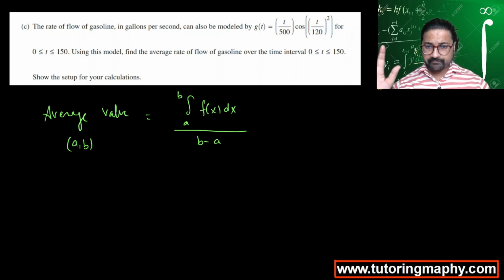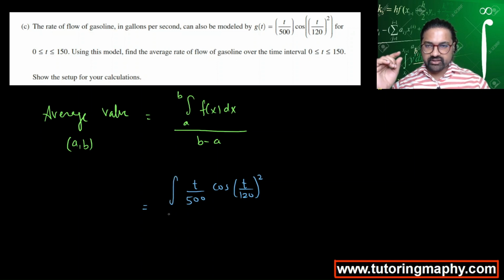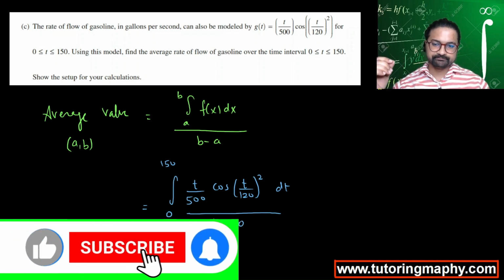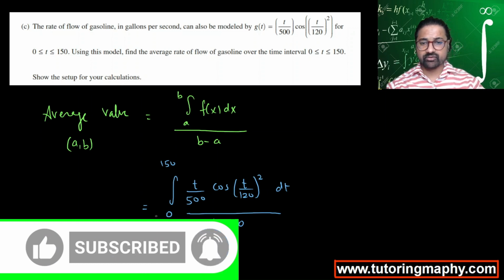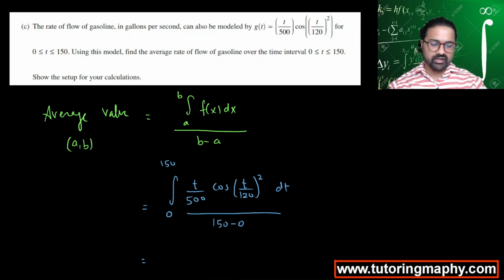As simple as that, we are going to plug this into the calculator and get our answer. So in this case, I believe the function is t over 500 times cos of (t over 120) squared. This should be integrated between 0 and 150 because the limits are already given in the question. There you go, obviously there comes a dt here, over the upper bound, which is 150, minus the lower bound, which is 0. We just have to plug this into the calculator, so bear with me.